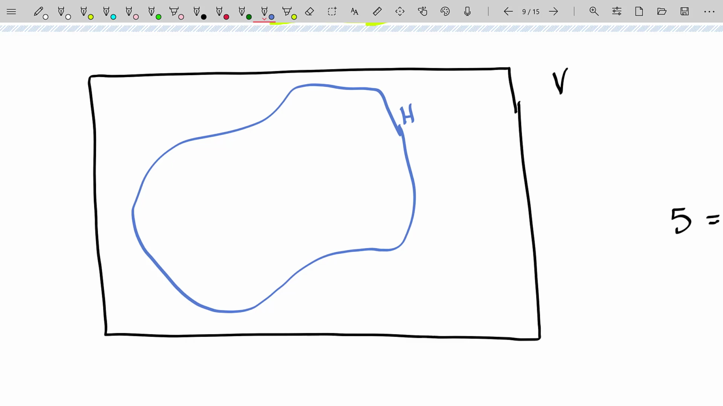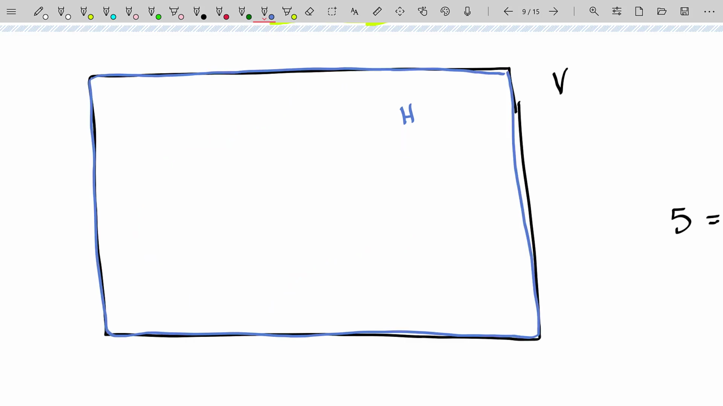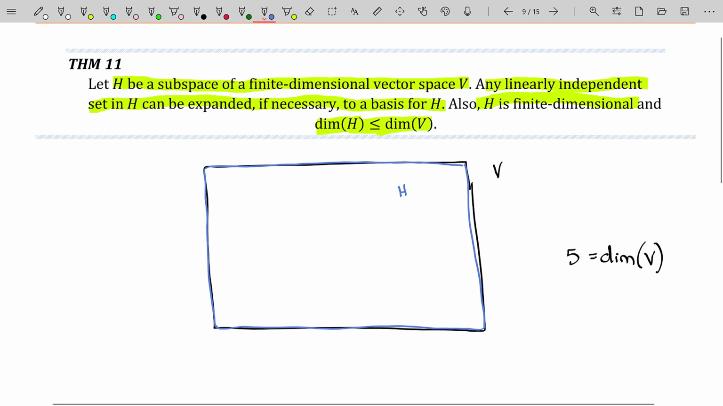However, if H is actually equal to V, so it's a subspace of the vector space V, but it's also actually equal to V, so it's the vector space V itself, well, obviously the dimension of H is going to match the dimension of V, because to build H, I'm going to require the same number of vectors that are required to build V. That is, I need a basis consisting of 5 vectors. So the dimension of H could be all the way up to 5. And that is why the dimension of H, being a subspace of the vector space V, could be less than or possibly equal to the dimension of V.